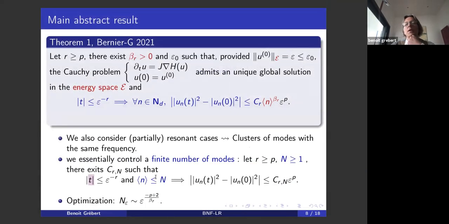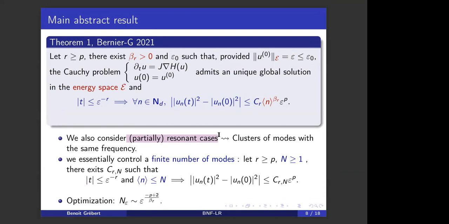Okay. Just a remark about the fact that we can also consider partially resonant cases. This is not really more complicated for the proof, but it's more complicated for the statement. So I don't want to talk about this today, but you can manage some resonances in some sense.